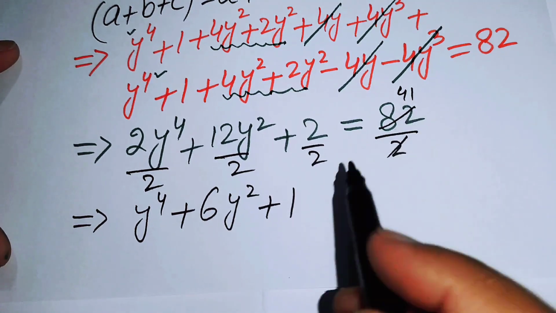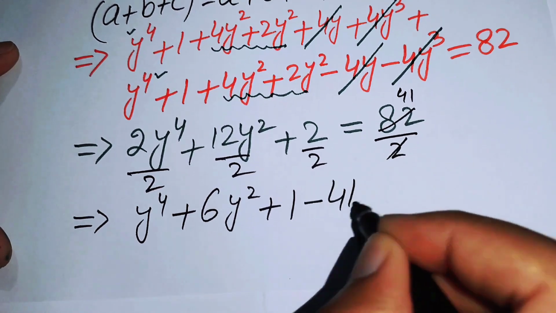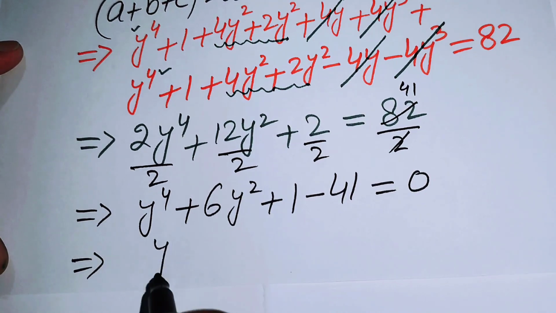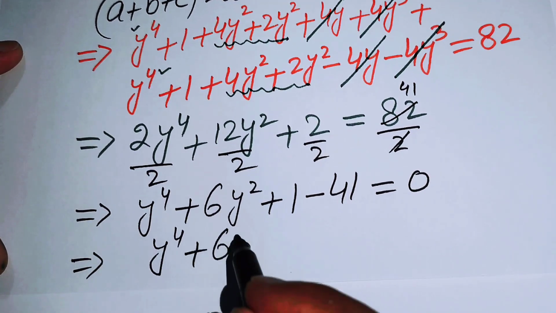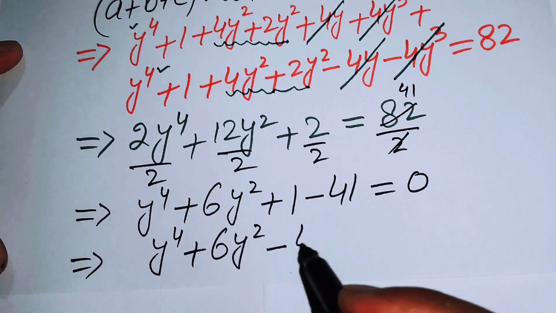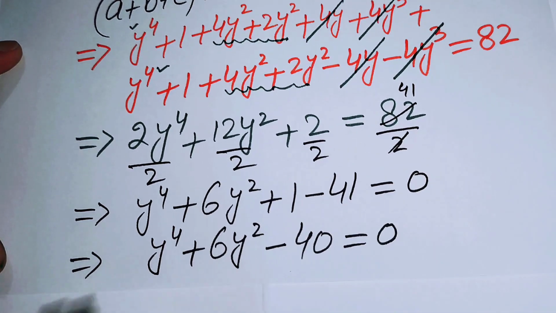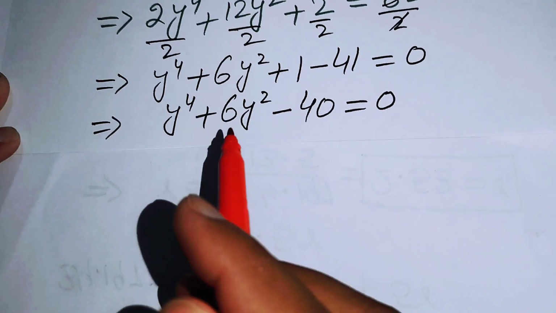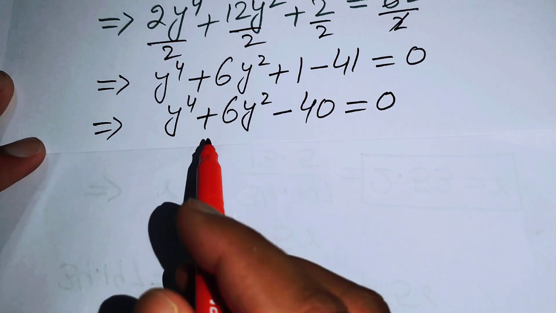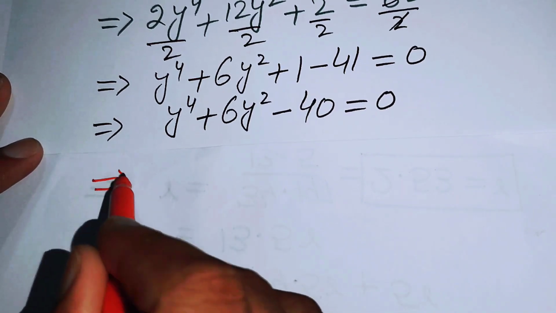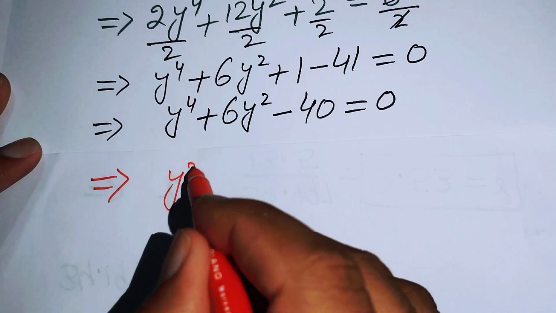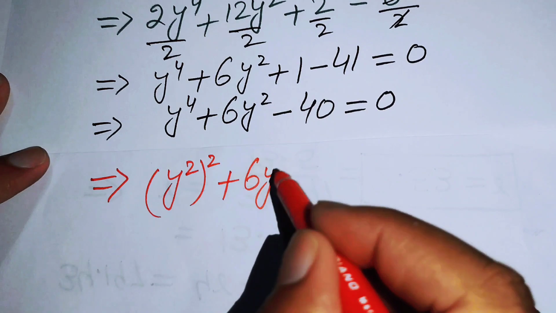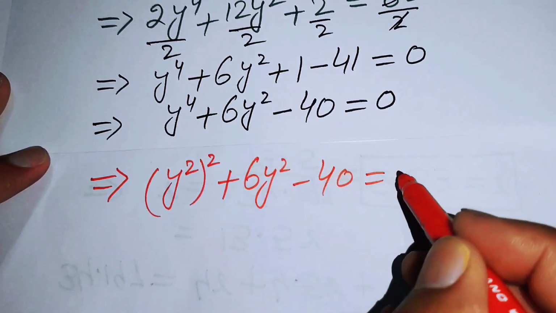So we move this 41 to the left hand side and you get minus 41 is equal to 0. After that we get y to the power of 4 plus 6y squared minus 40 is equal to 0. After this step you can see this is the equation which is quadratic in y squared. Here you write y to the power 4 as (y squared) whole squared, plus 6y squared minus 40 is equal to 0.